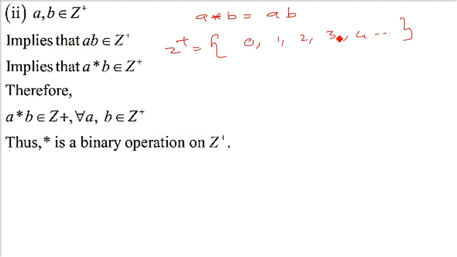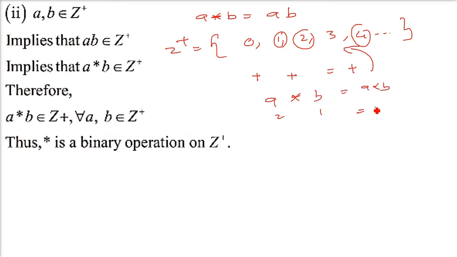You take any two values, any value of your choice, multiply them, A into B, and you'll see that it will always be in Z plus. Since there is no rational number or real number kind of thing, meaning no decimals, you don't get any other value. You'll always get a value belonging to this set. For example, if you take A as 2 and B as 1, A into B is 2 into 1, which is 2, belonging to this set only. Even if you multiply by 0, 0 is also there. So star is a binary operation on Z plus.